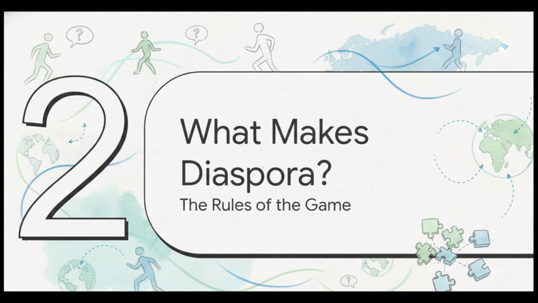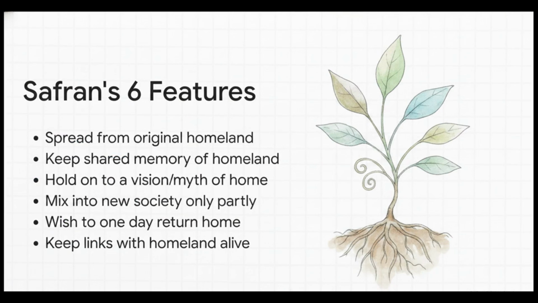Section 2. What makes a diaspora? The rules of the game. So, how do we actually identify these communities? Scholar William Safran treats this almost like a diagnostic checklist. He argues that a true diaspora follows a specific life cycle.